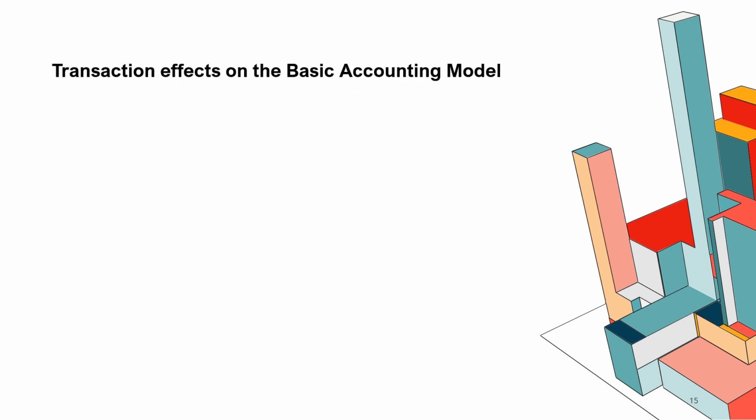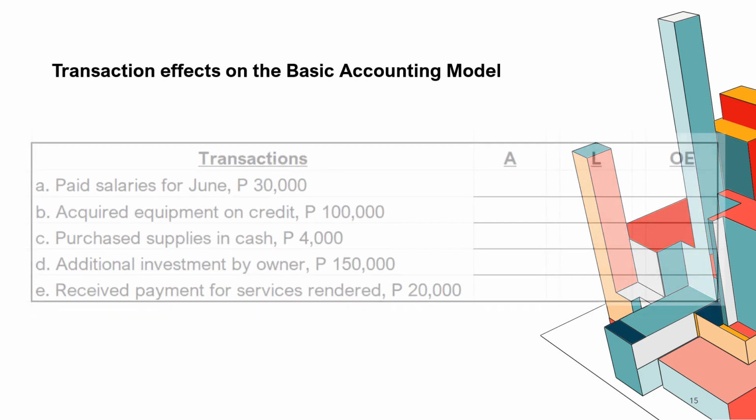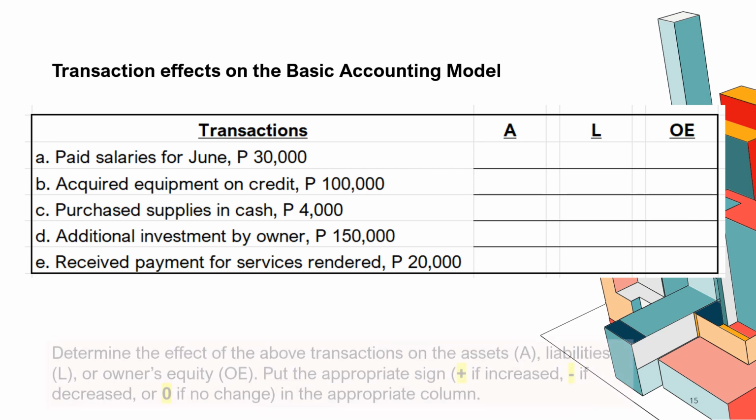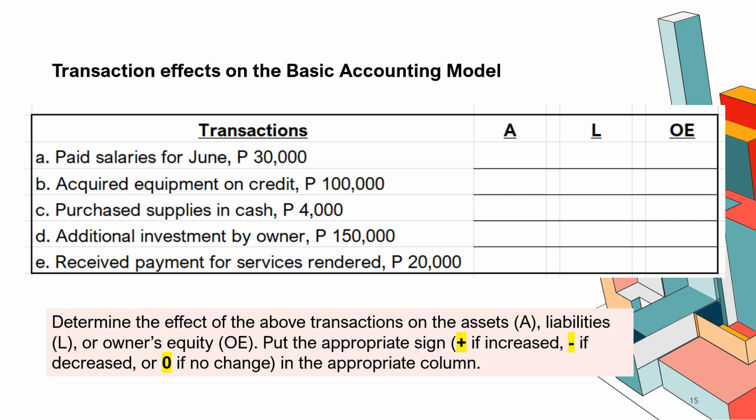Okay, next is related to the transaction events on the basic accounting model. Okay, so you have here 5 transactions. A is for assets, L is liabilities, OE is owner's equity. The requirement is for you to determine the effect of the above transactions on the assets, that's letter A, liabilities, letter L, or owner's equity, letters OE. Put the appropriate sign, plus or positive if increased, negative if decreased, or 0 if no change in the appropriate column.